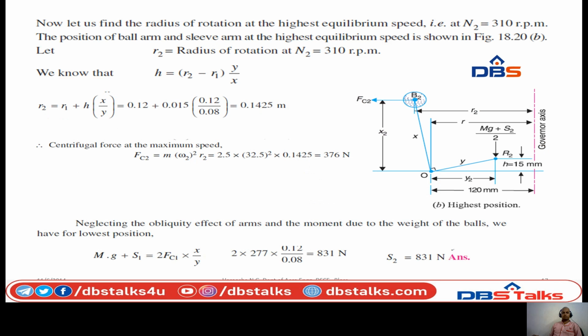R2 is the radius of rotation at N2, which is 310 rpm. We know that h is equal to (r2 minus r1) into y by x, so r2 is nothing but r1 plus h into x by y. Substituting, 0.12 plus 0.015 into 0.12 by 0.08 gives 0.1425 meters. All the values are to be kept in meters only.